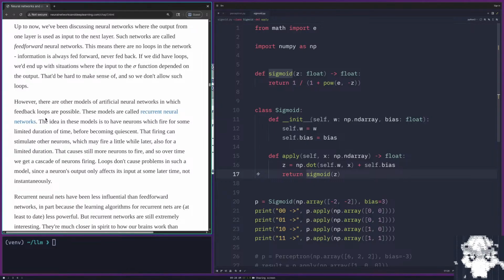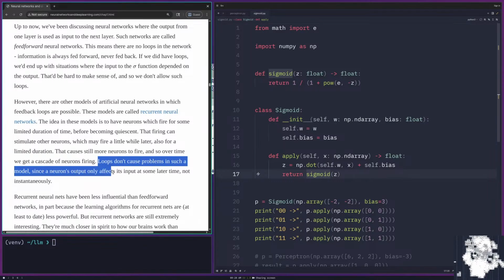The idea in these models is to have neurons which fire for some limited duration of time before becoming quiescent. That firing can stimulate other neurons, which may fire a little while later. Also for a limited duration. That causes still more neurons to fire, and so over time we get a cascade of neurons firing. Loops don't cause problems in such a model since a neuron's output only affects its input at some later time, not instantaneously.